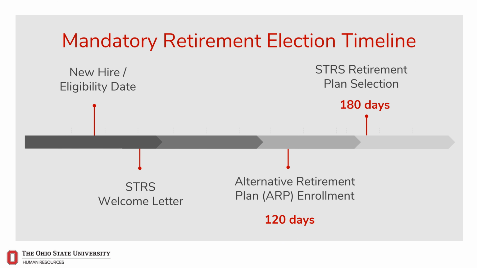This slide demonstrates your retirement decision timeline. You will have 120 days from the effective date of your eligible appointment to choose between the ARP, if eligible, and STRS. STRS participants have an additional 60 days to select a plan within STRS. If you take no action after 180 days, you will remain enrolled in the defined benefit plan.